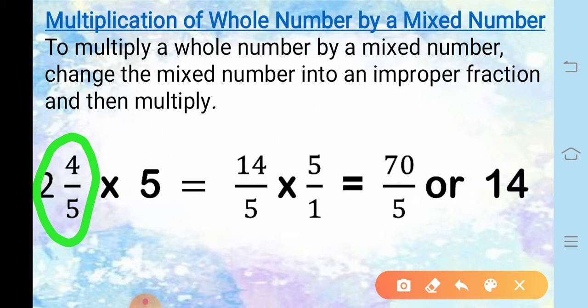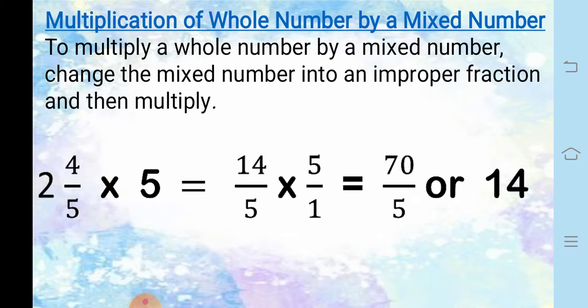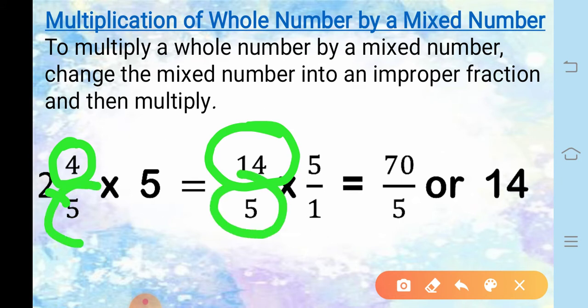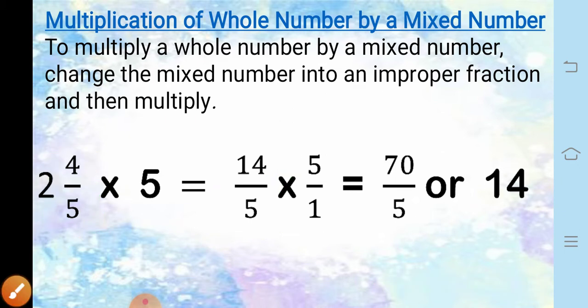So as I said in our past lesson, or in lesson 1, if we will change a mixed number into an improper fraction, all we have to do is to multiply the whole number and the denominator, which is 2 and 5. So we get 2 times 5 is equal to 10. And then we will have to add the numerator, which is 4. So we get 14 over 5. Bakit 5? Kasi nga we will have to copy the denominator, which is 5. So we get 14 over 5.